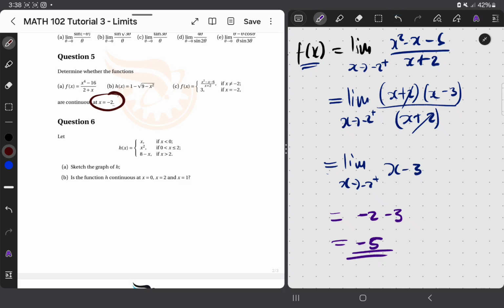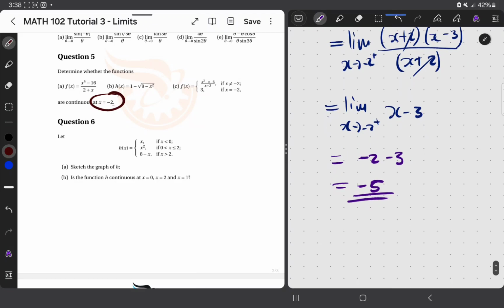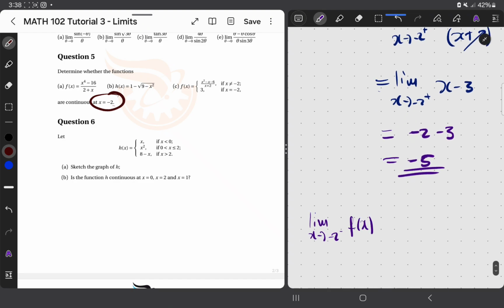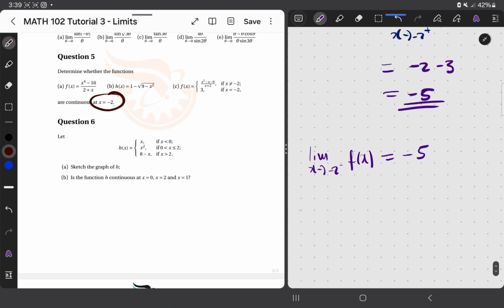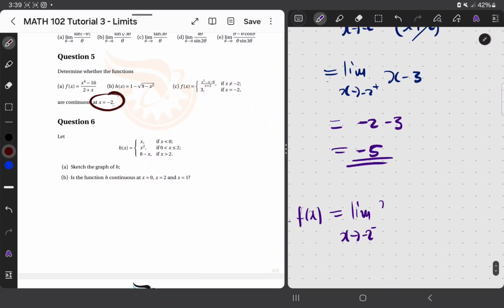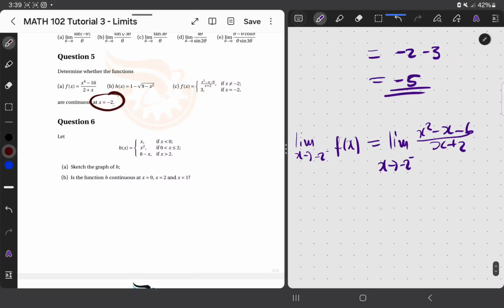Okay, now we can keep going. So now what we know is that the limit as x goes towards -2 from the left of f of x is going to be equal to -5 as well. If you want to do it the longer way, you can do it, but this is still the limit as x goes towards -2 from the left, and you pick the fraction x squared minus x minus 6 all over x plus 2. So this is just going to still give you an answer of -5.